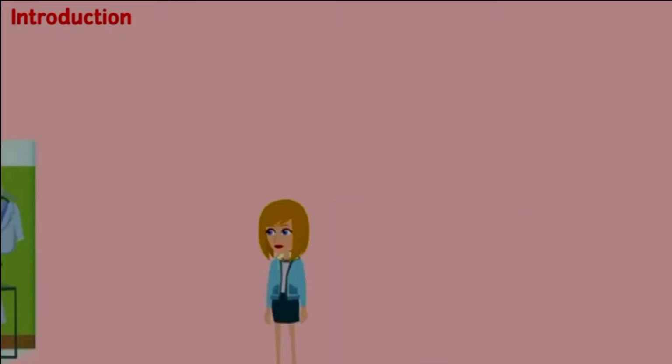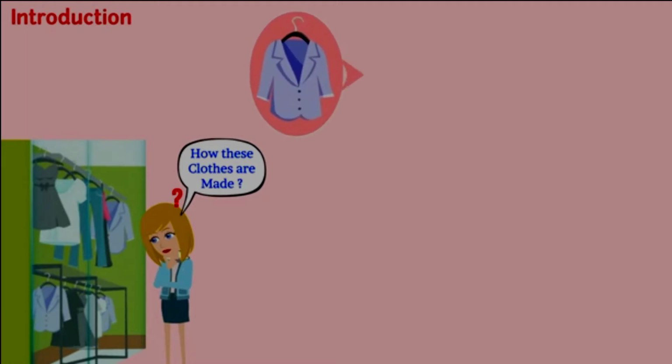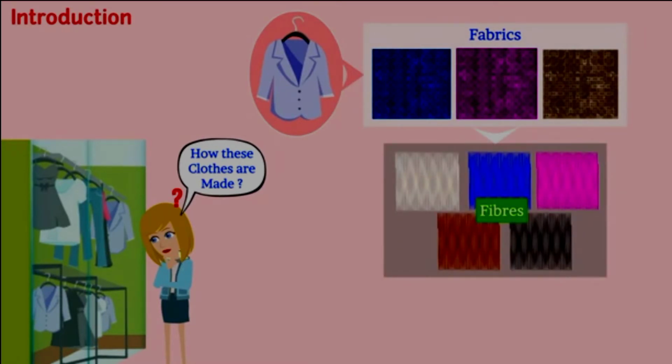You have a variety of dresses in your cupboard. Have you ever thought about where these clothes came from, or more specifically, how these clothes are made? Dear students, the clothes are made of fabrics, and fabrics are made from fibers. A fiber is basically a string made up of some material.